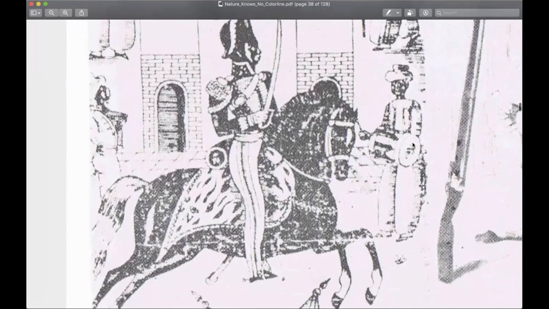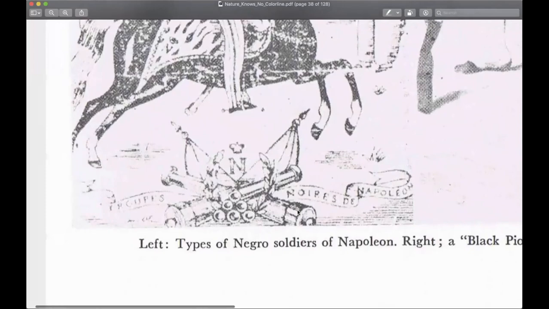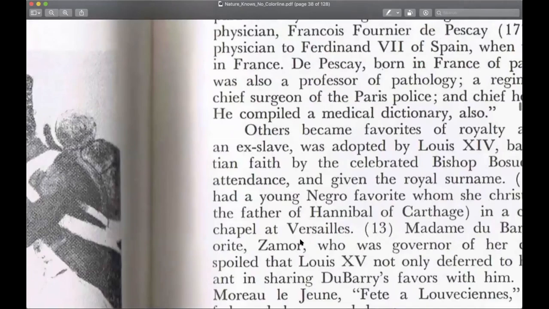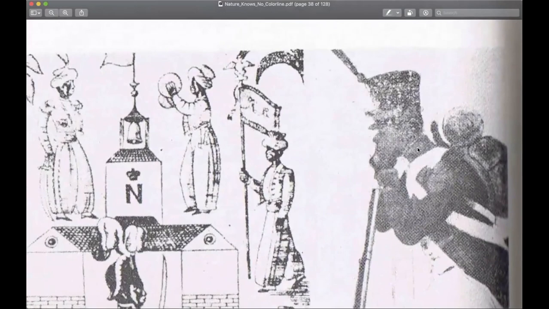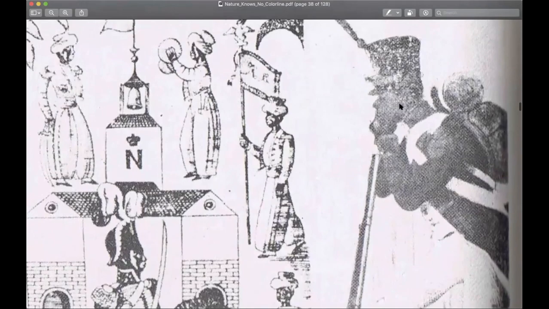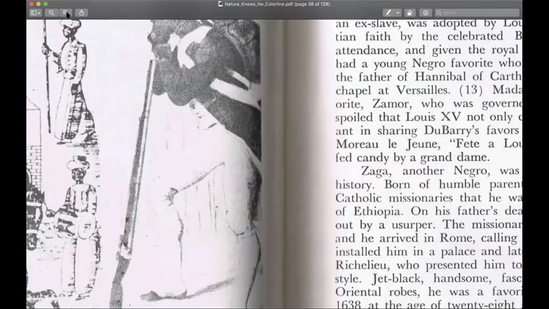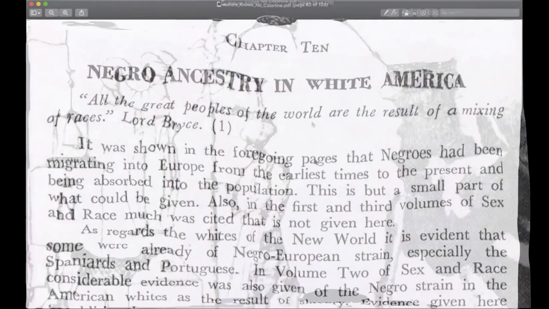But everybody here, and it says on the left, types of Negro soldiers of Napoleon, right? A black pioneer, let's see. And a pioneer, a French pioneer. You see this French pioneer in America? You see who the French look like? You see this French pioneer, they're letting you know here. Look at that drop. They're letting you know right here, a French pioneer, or a black pioneer who's from France. Look at that. Continuing the book, Nature Knows No Color Line.